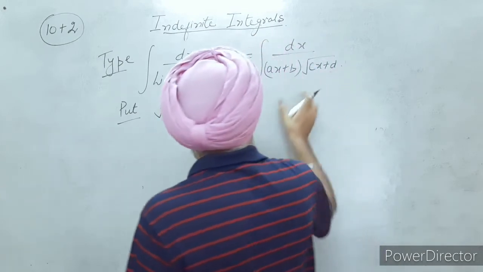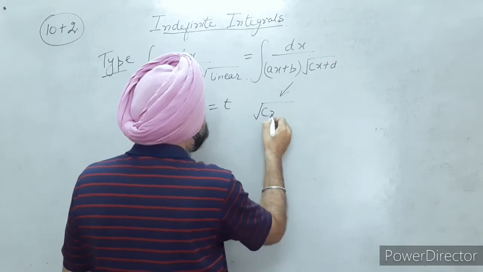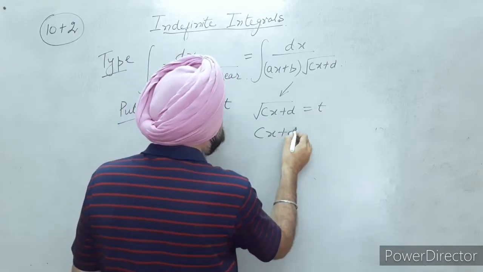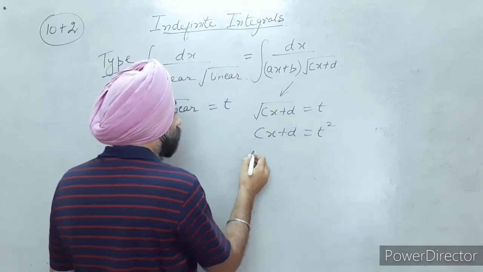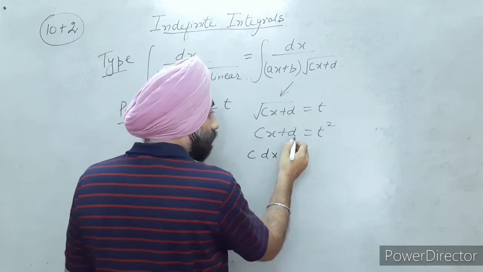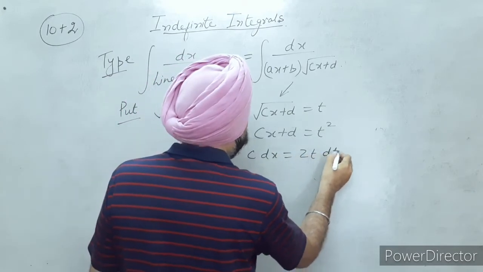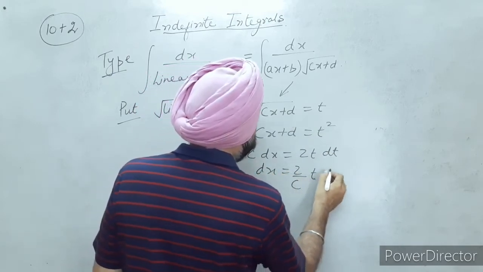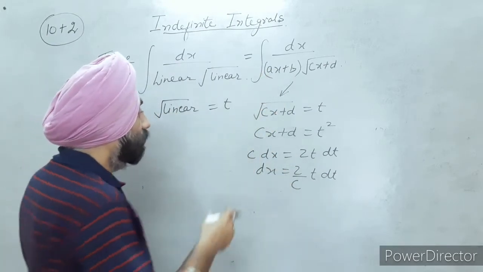d. Now put this under root cx plus d equals to t, that is cx plus d equals to t square. Now find the value of dx. It is c dx, derivative of d is 0, is 2t dt, or dx is 2 upon c t dt. Just substitute the required values, right?